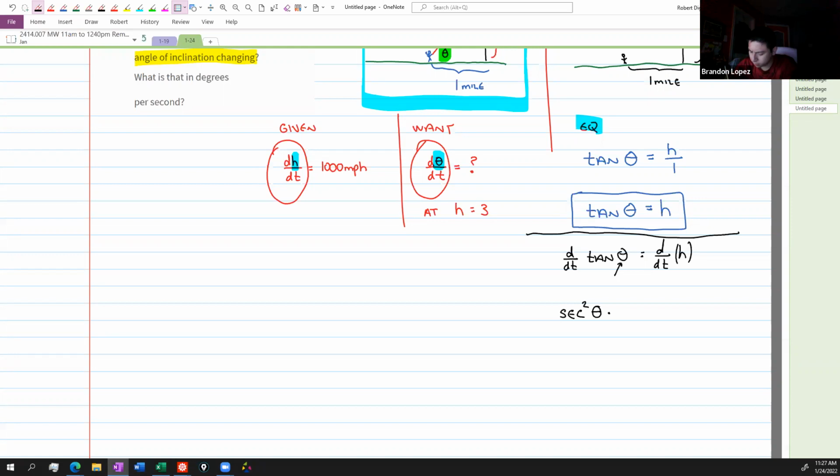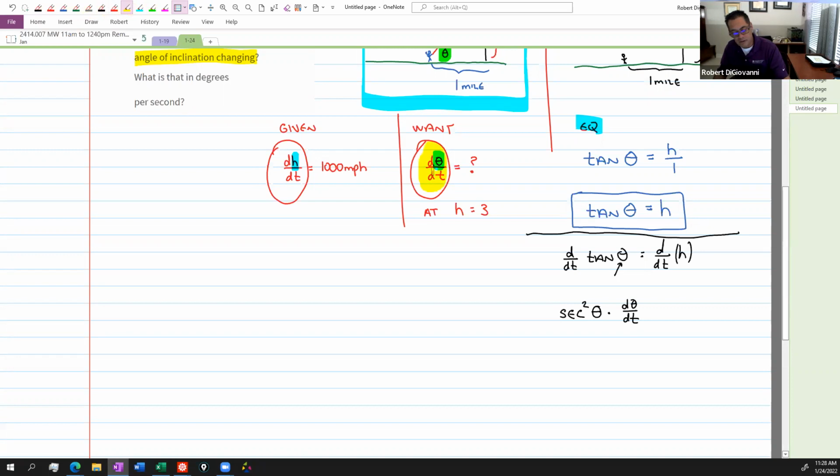Isn't that just d theta/dt? Like, yeah. I mean, that's what it is. It's d theta/dt, right? We actually don't know what that is, Brandon, do we? But isn't that what we're searching for? Isn't that what we want?